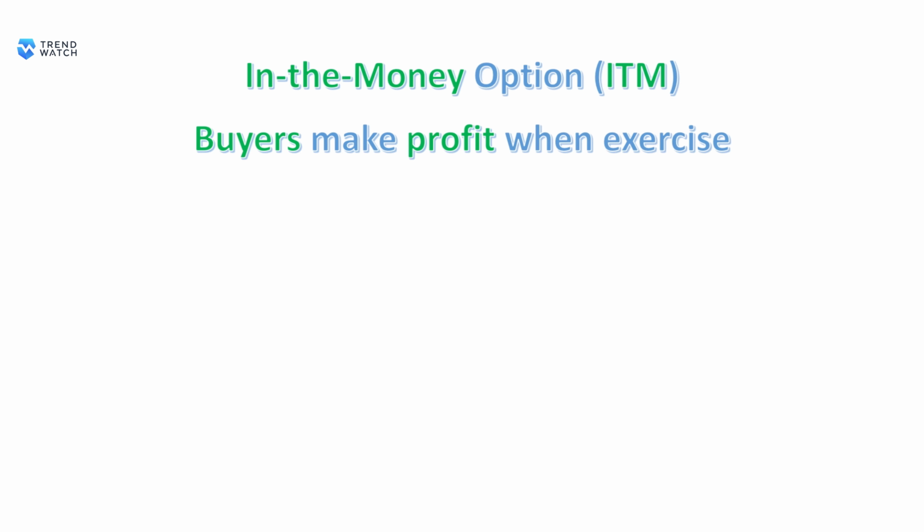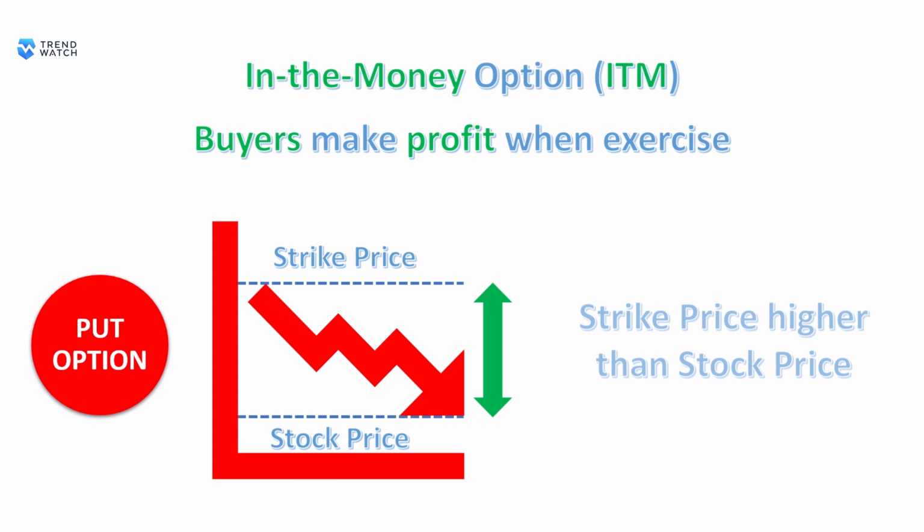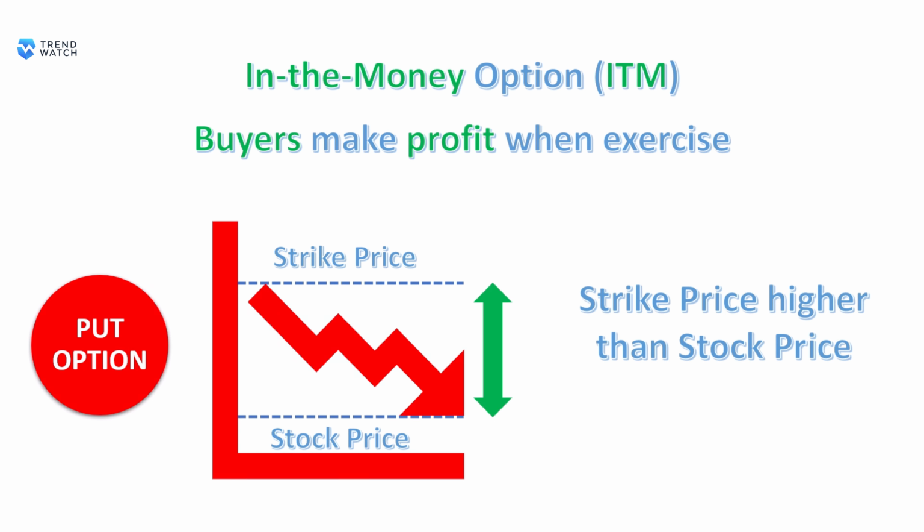When we apply the same principle to put options, we find that they function oppositely to call options. An in-the-money put option has a strike price that is higher than the current stock price. This allows buyers to sell the stock at a higher price, enabling them to profit from the transaction.